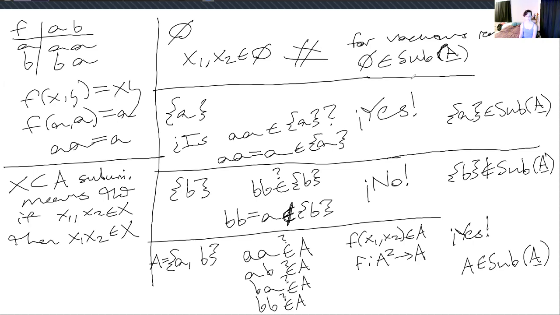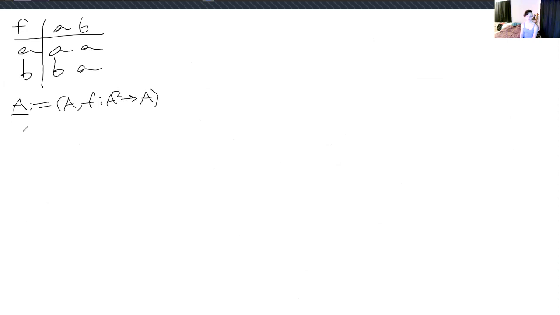Okay, so now we've checked all possible subsets of our universe to see whether or not they're subuniverses. So now we can write down, well, maybe I'll copy down what my magma is again. Okay, so here's my magma. It has some multiplication F. I've been calling the magma A. And it has its universe A and its basic operation F, taking pairs of things in A to other things in A, where my universe A is the set of two elements, which I call A and B.